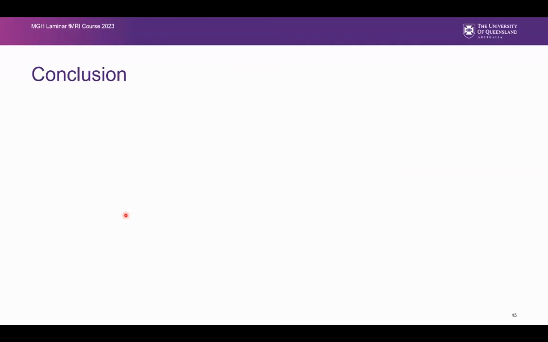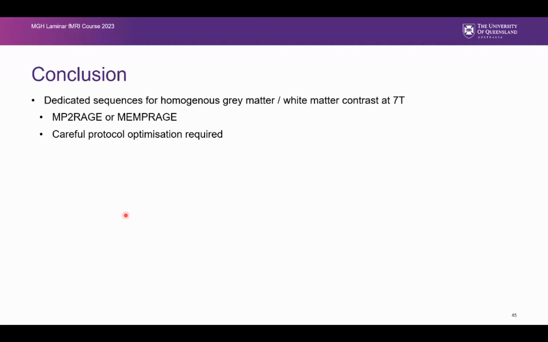So to conclude, there are dedicated sequences to deal with the problems we have at 7T to get a reasonably homogeneous gray matter, white matter contrast, except in the problem areas that I mentioned. It's either an MP2RAGE or an MPRAGE. As I said, you spend some time to optimize your protocol, but also keep in mind that all these parameters are interrelated. And T2-star images can help to deal with draining vessels, but they're also, again, quite tricky to actually get at 7T. So I don't think the field has really found a working consensus on what to do.